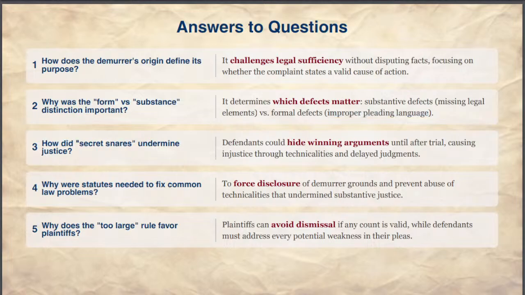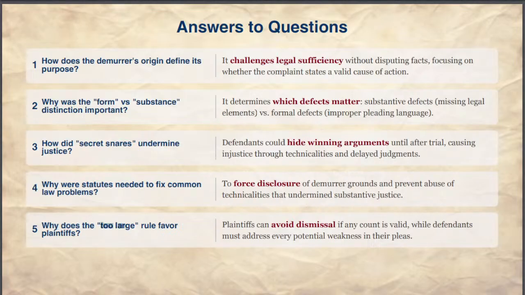And 3, how did secret snares undermine justice? That was because defendants could hide winning arguments until after trial, causing injustice through technicalities and delayed judgments, knowing that they just walked them right through a little trap. And 4, why were statutes needed to fix those common law problems? The statutes were needed to force disclosure of demurrer grounds and prevent abuse of technicalities that undermined substantive justice. So you see how these statutes, we're talking about from 1585 and 1704.